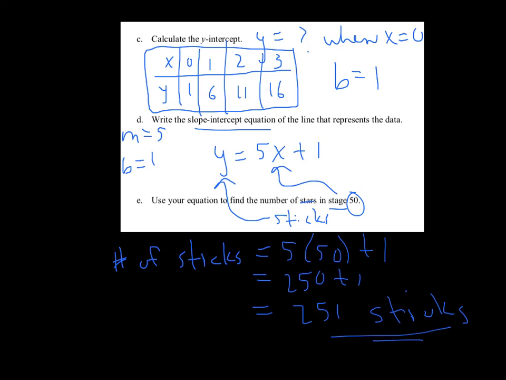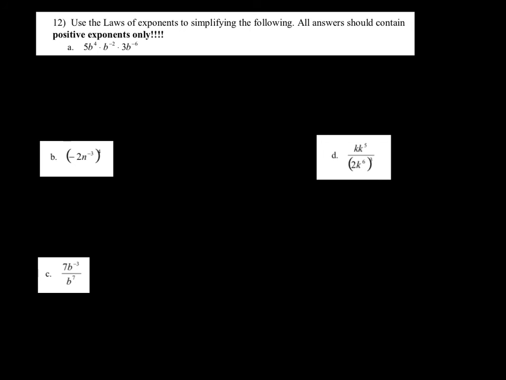And there you have it. Now we shift gears into exponent rules. So A is simply going to be 5 times 3, which is 15. And then you have b to the 4th times b to the -2 times b to the -6. And our rule is to add all of those exponents. So 4 plus -2 is 2, plus -6 is b to the -4.